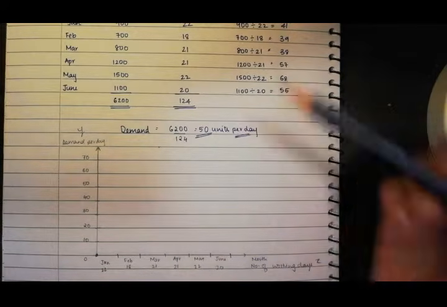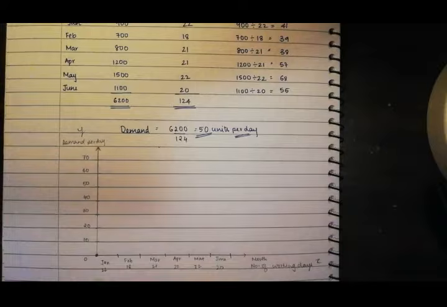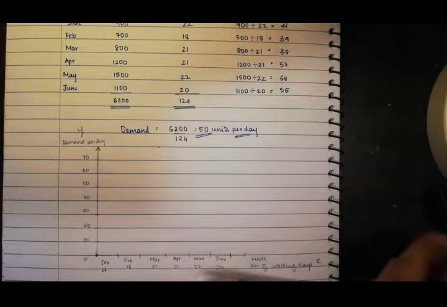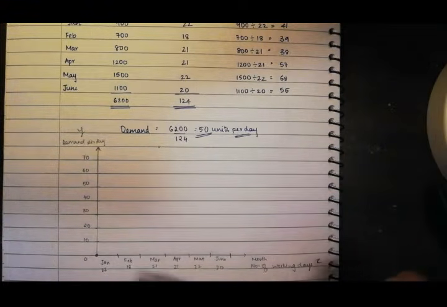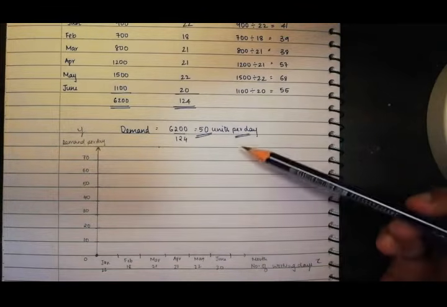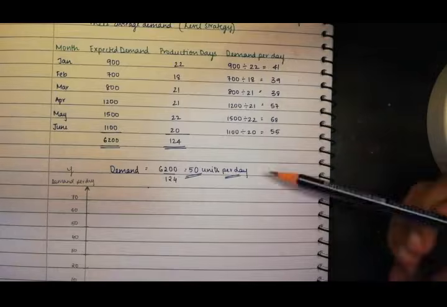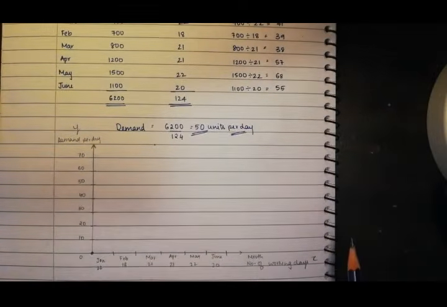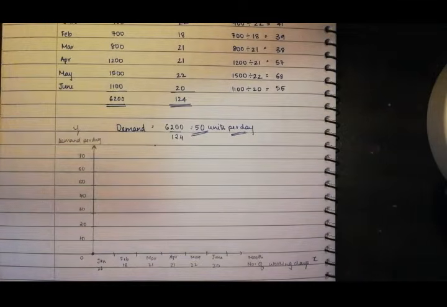So what you need to know is that on the x-axis we have the 6-month period along with the production days. So for January we'll be producing for 22 days, February 18 days, and so forth. And on the y-axis we have the demand per day, which we've got from here. So after we plot that, we can start plotting the graph.